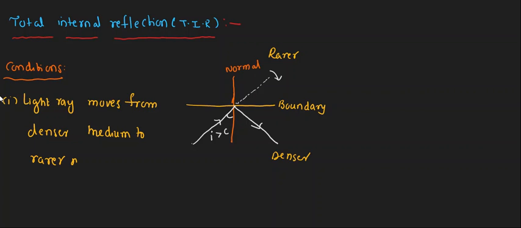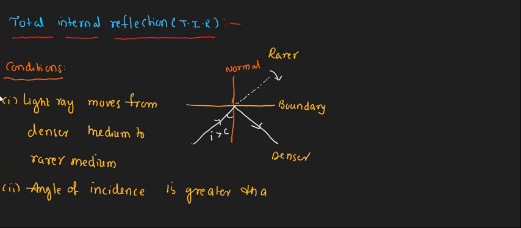The second condition: when the light ray moves from denser medium to rarer medium, it bends away from the normal, and the angle of incidence should be greater than the critical angle. These are the two conditions to get total internal reflection. That means if i is greater than C, then TIR, total internal reflection, takes place.